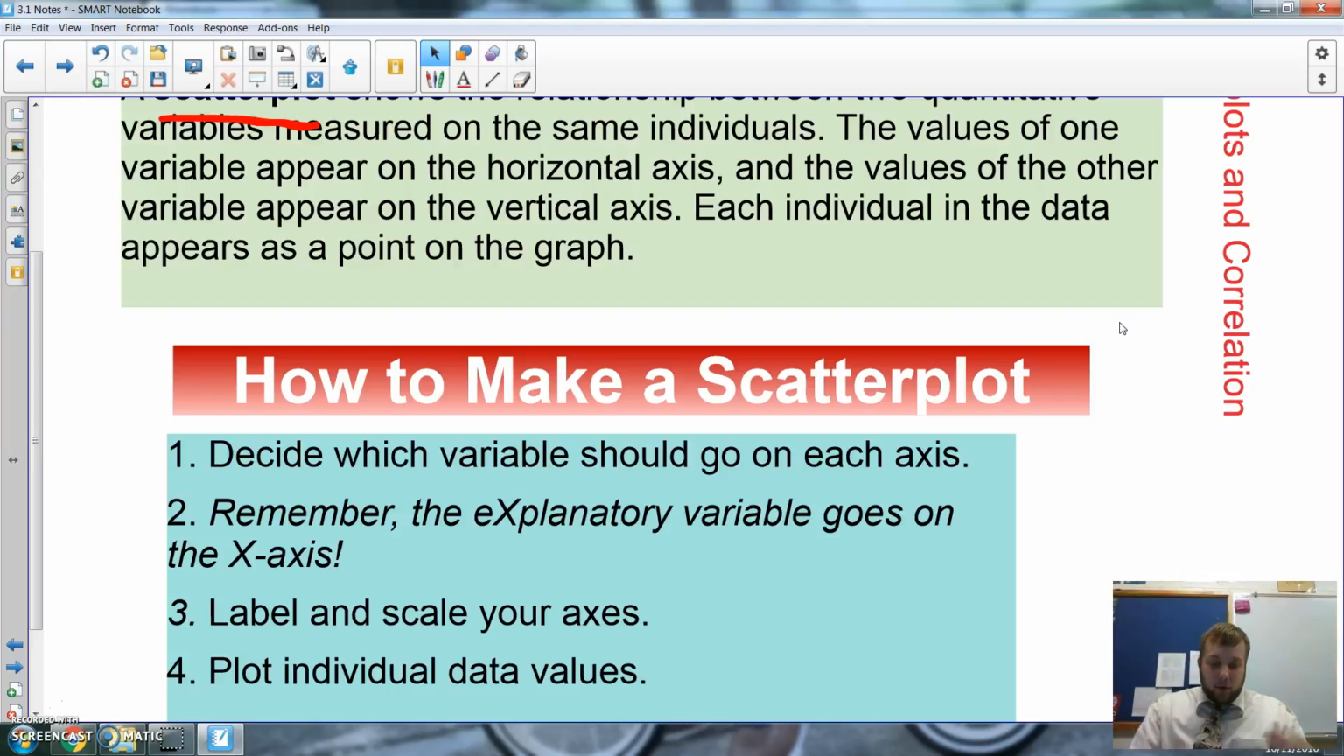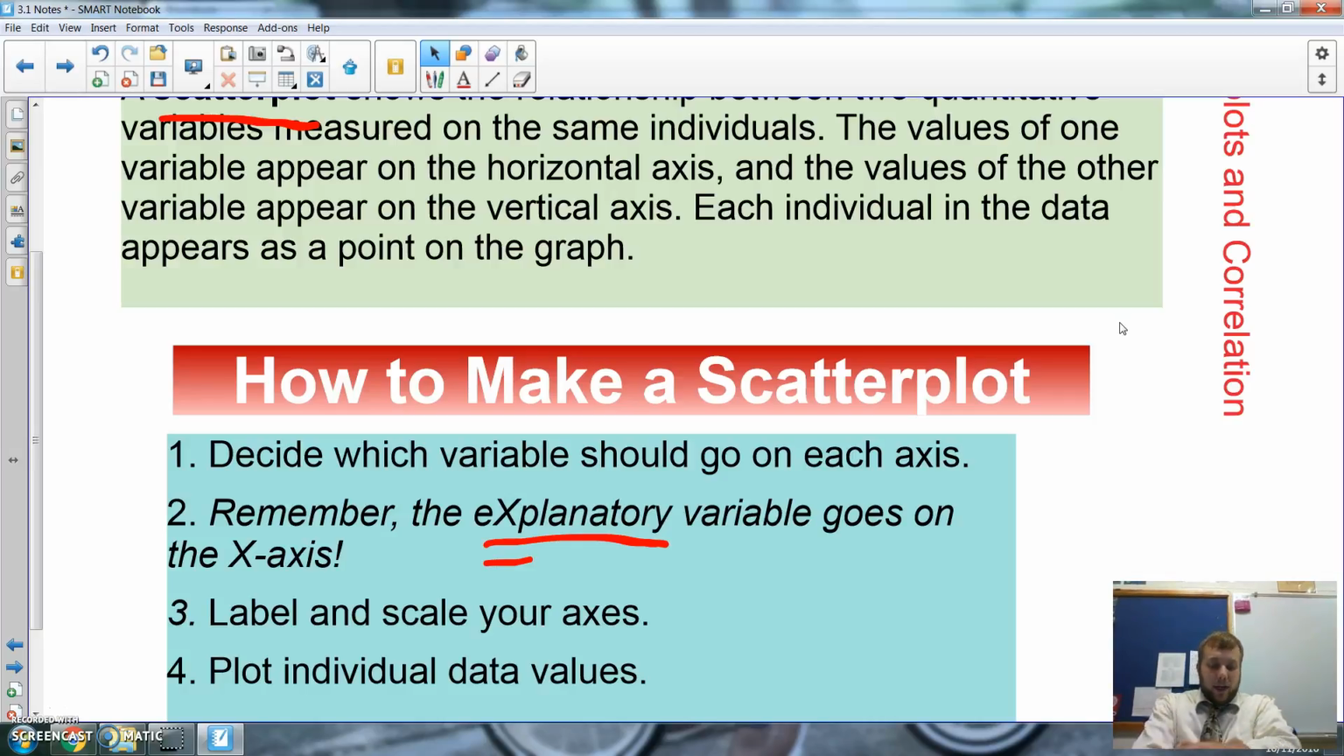Remember the explanatory, and you guys see my clever writing. I'm so clever. You see the X there? I put the X there. Okay. Explanatory variable goes on the x-axis, response is the y.